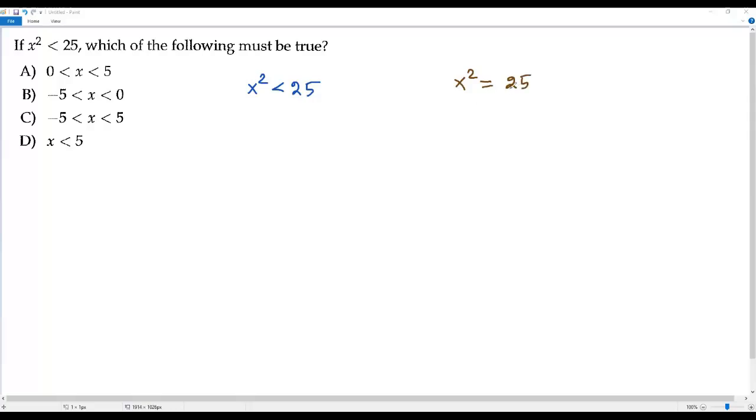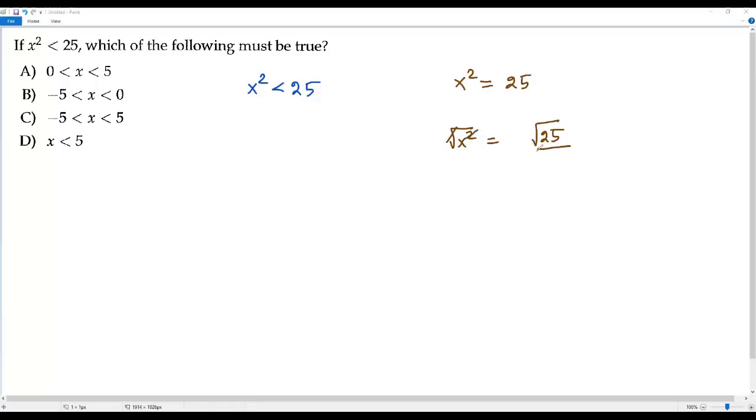In the next step, I have to solve for x in this equation. For that, I have to take square root on both sides, because to solve for x, I have to get rid of the square over here. So when I do so, square root of x square equals square root of 25. And here the square root and square cancel out.